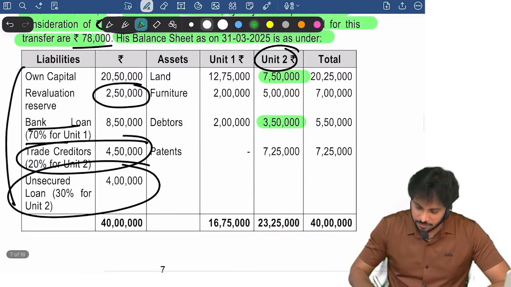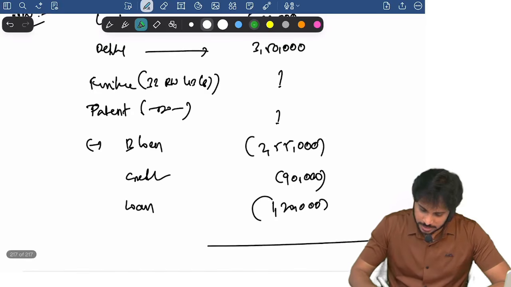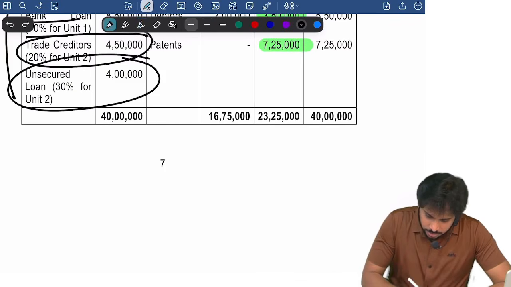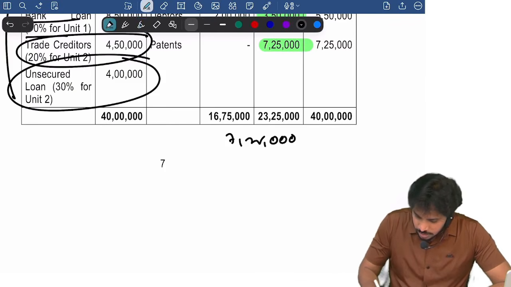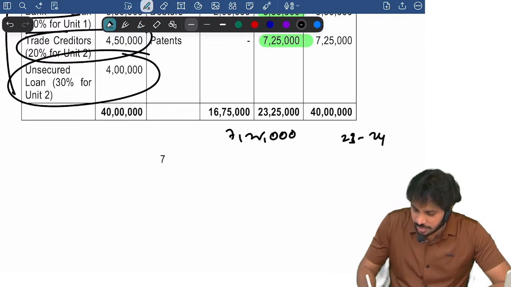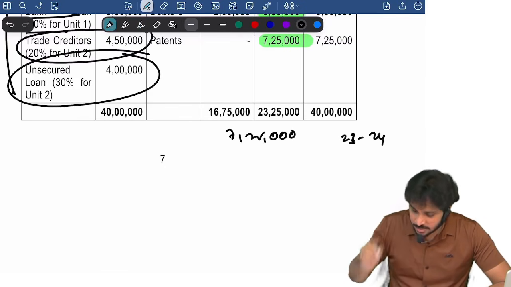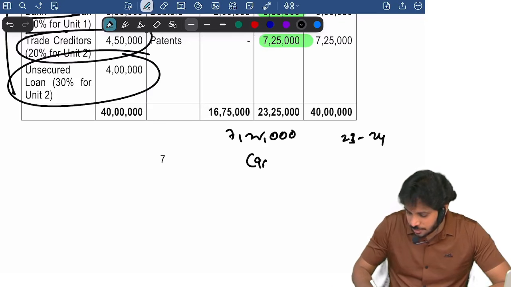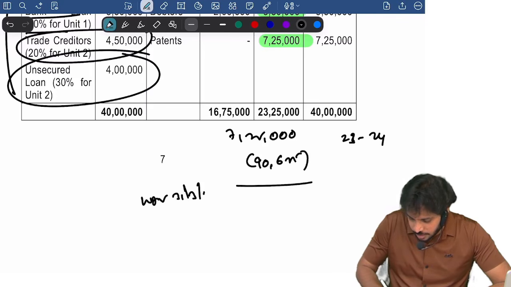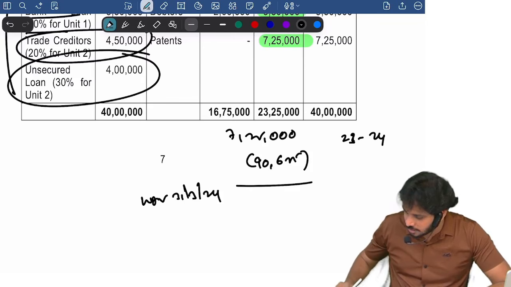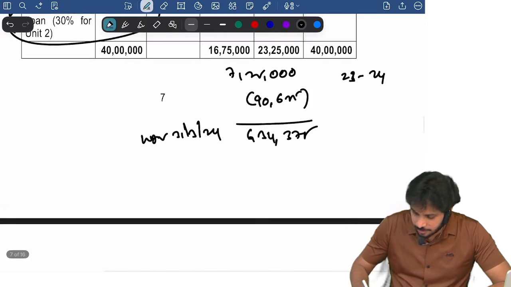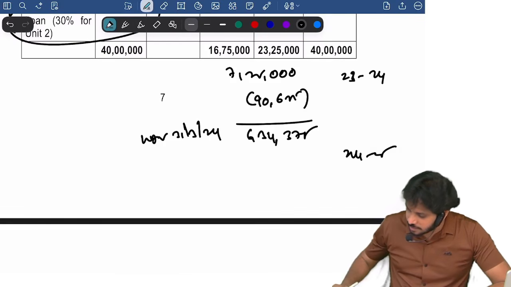What is the cost of the patent? 7,25,000, correct? Remember, it was purchased in 23-24. In that year, it was used for less than 180 days. 7,25,000 into 25% divided by 2. So first year depreciation is 90,625. So WDV value on 31st March 24 will be 7,25,000 minus 90,625, which is equal to 6,34,375.